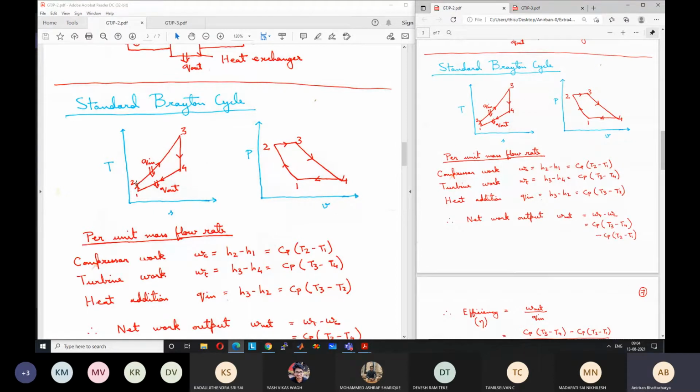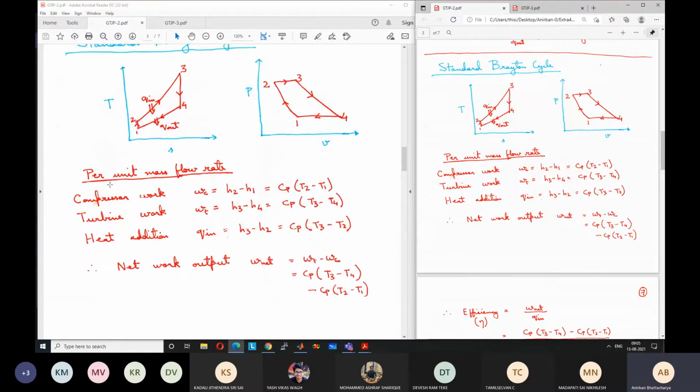Okay. So we can draw the cycle in a TS diagram like this. So 1 to 2 is the isentropic compression process in the compressor. 2 to 3 is the constant pressure heat addition in the combustion chamber. 3 to 4 is the isentropic expansion in the turbine. And 4 to 1 is a hypothetical constant pressure heat rejection, just to close the cycle from 4 to 1. Okay, it's a constant pressure process.